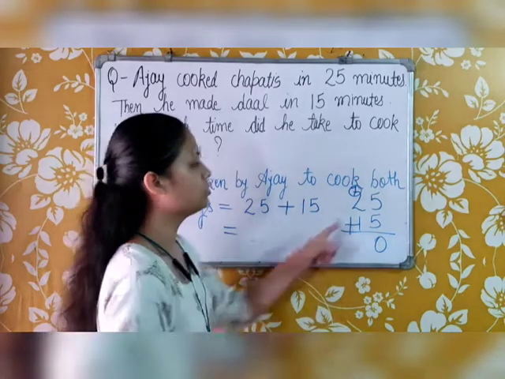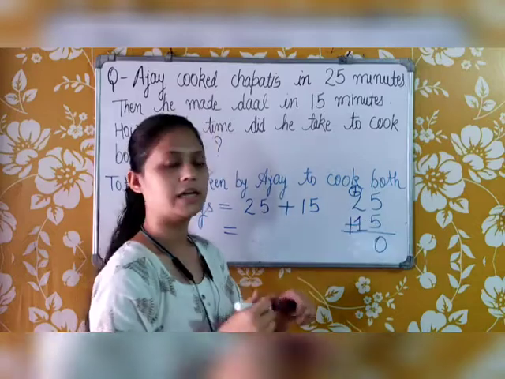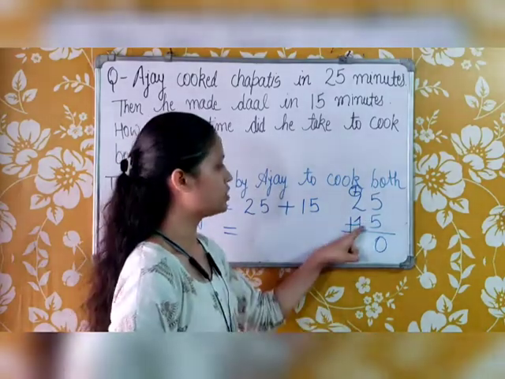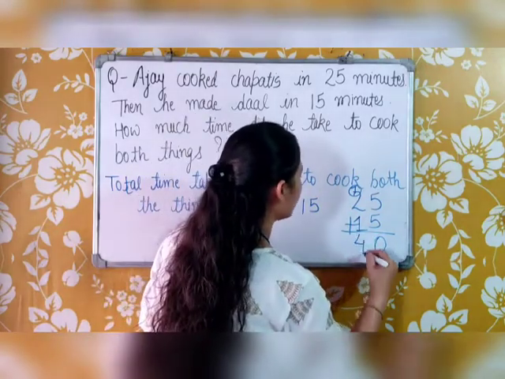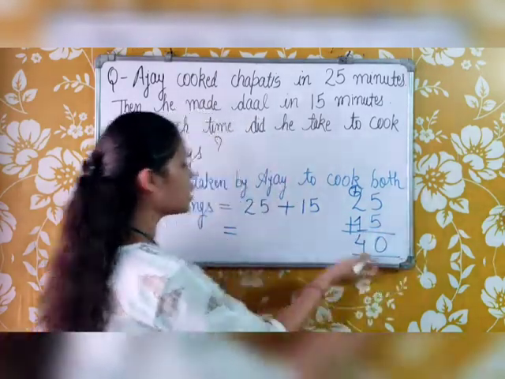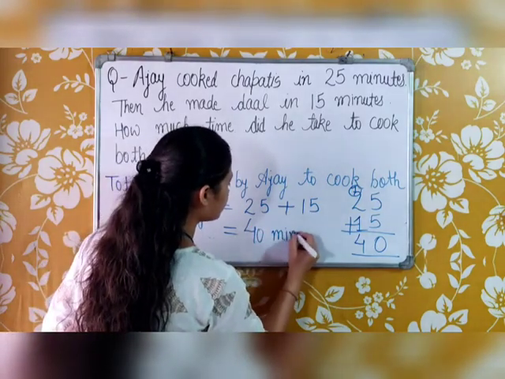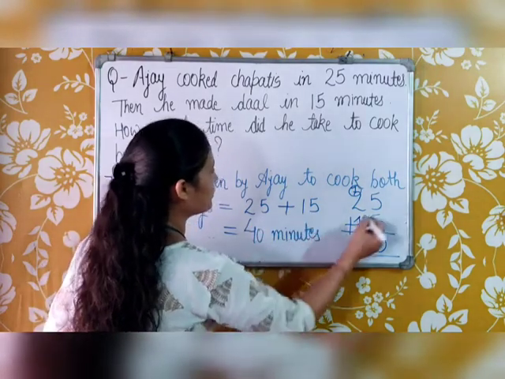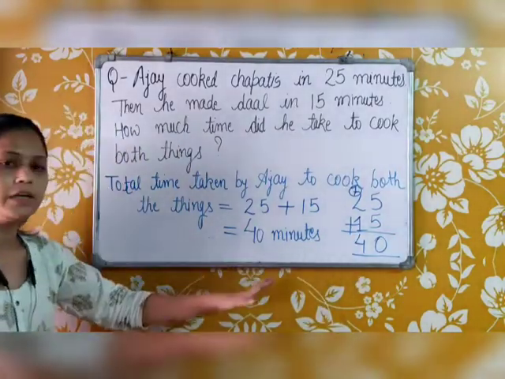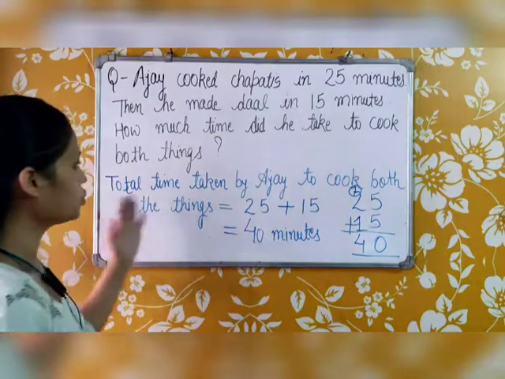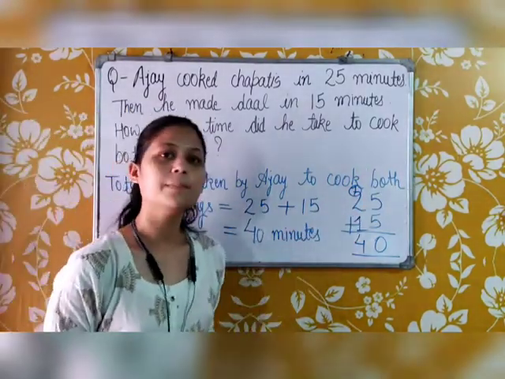Now 2 plus 1 is 3, and 1 is in carry. So 3 plus 1 is 4. So this is 40. 25 plus 15 is 40. It means it took a total of 40 minutes. So the total time taken by Ajay to cook both the things is 40 minutes.